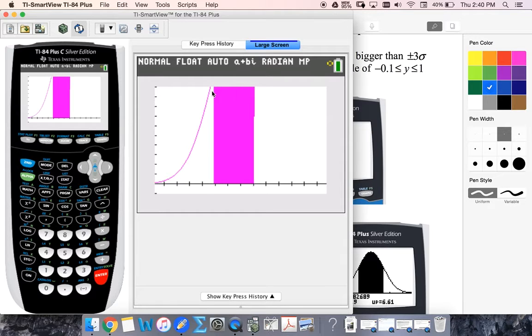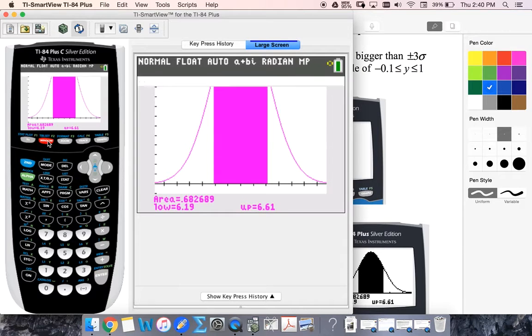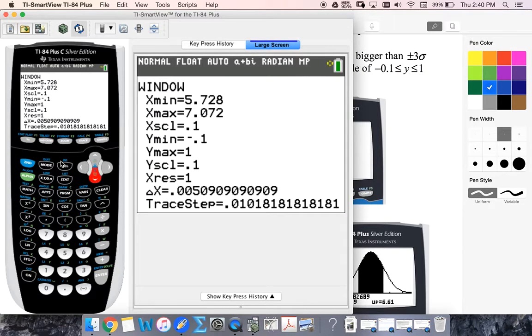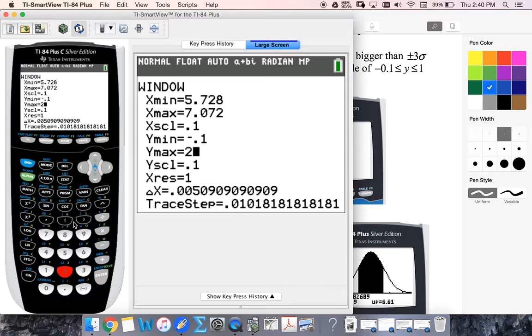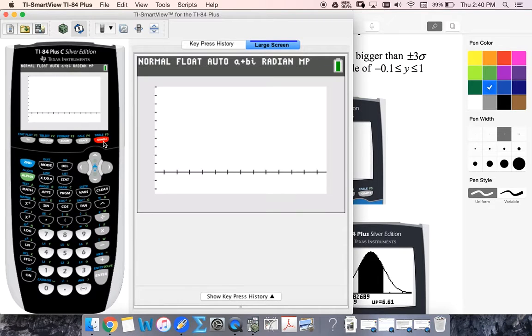Okay, so we can see that this is going up much higher. So I'm going to change my Y values to go up higher. Let's see what they changed it to here, 2. And we can say -0.5 just to give us a little bit more space. Count by 0.2s this time. If I hit graph again, notice it's no longer there. I need to repeat my drawing.